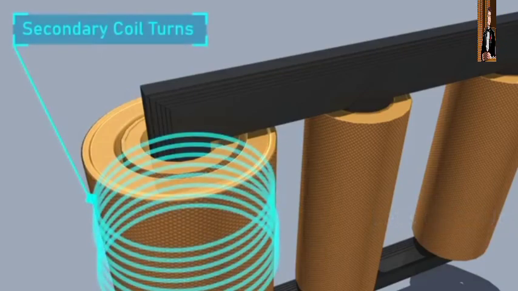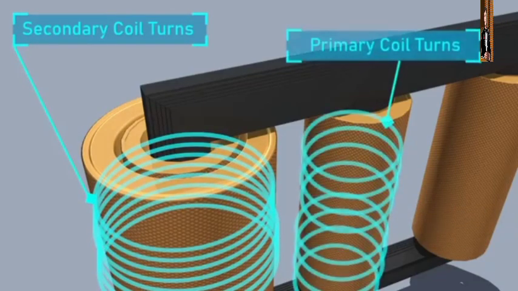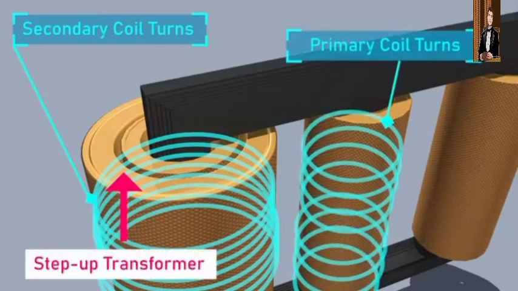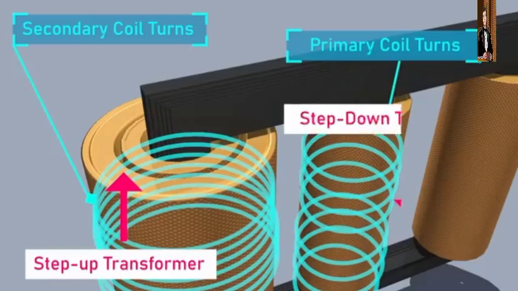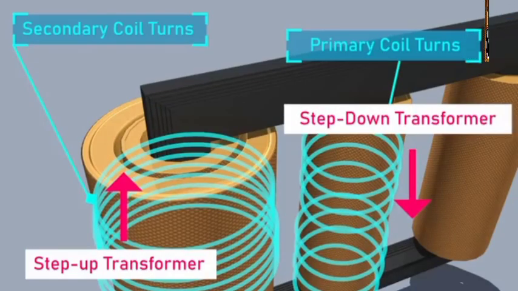Here, if the number of secondary coil turns is greater than the number of primary coil turns, N1, then it is called a step-up transformer. That means increasing voltage from the primary to secondary windings. Conversely, a transformer that decreases voltage from the primary to secondary windings is a step-down transformer.